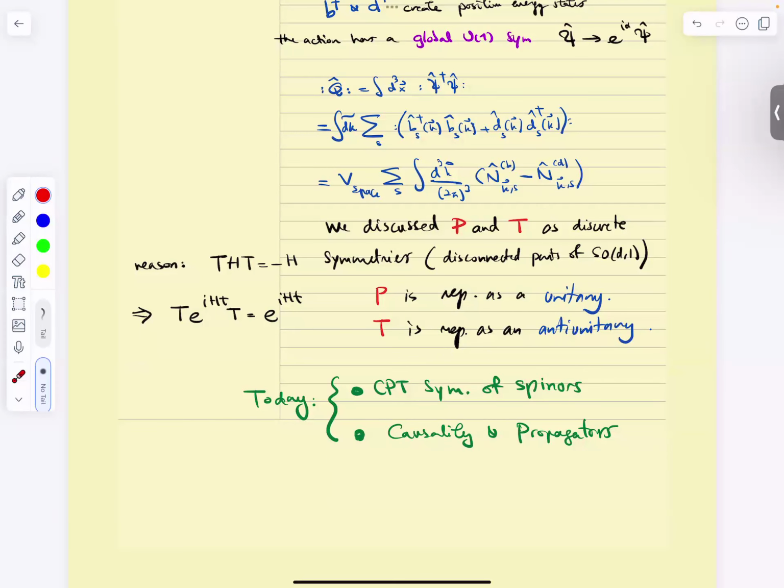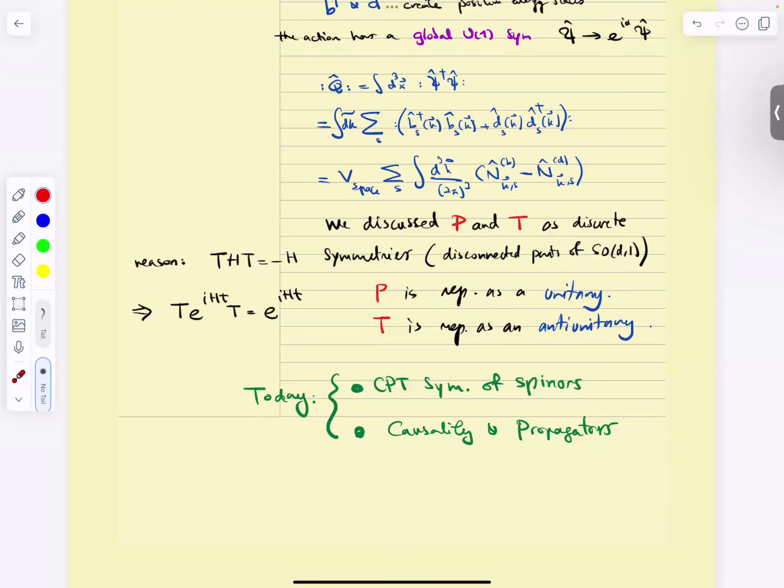We talked about P and T. These are Z2 symmetries. P is represented by a unitary, and T, time reversal, is represented by an anti-unitary. Do you remember why that was? Because time reversal sends the Hamiltonian to minus Hamiltonian. The Hamiltonian generates del t. Time reversal generates minus del t. But because we want this to be a symmetry, it has to commute with e to the power of iHt. And the way to fix it is to assume that it's anti-unitary.